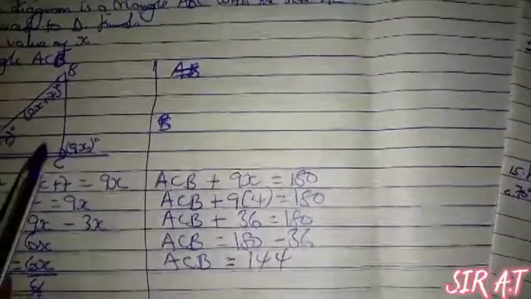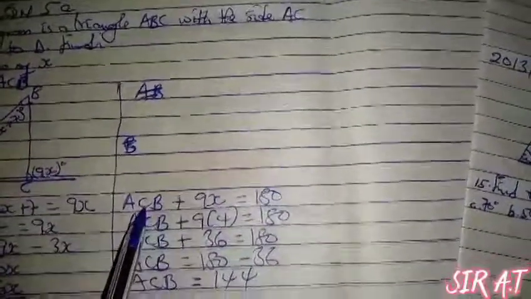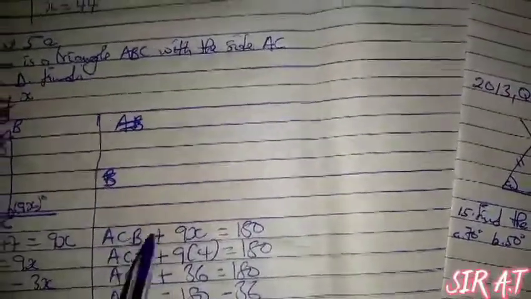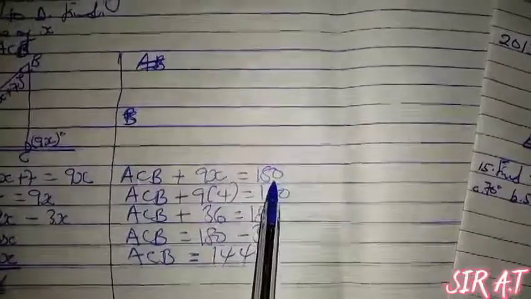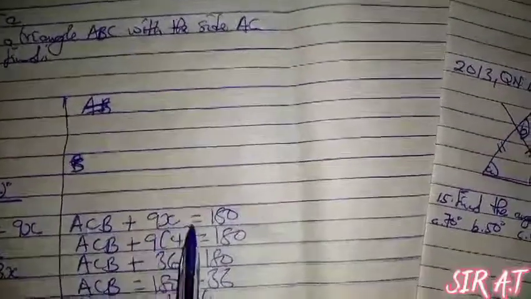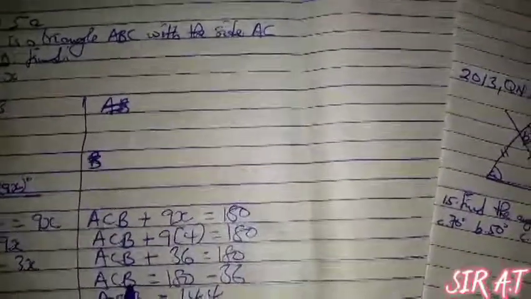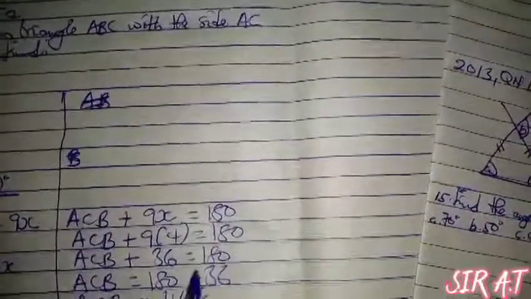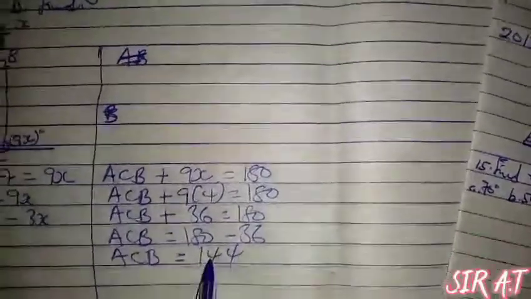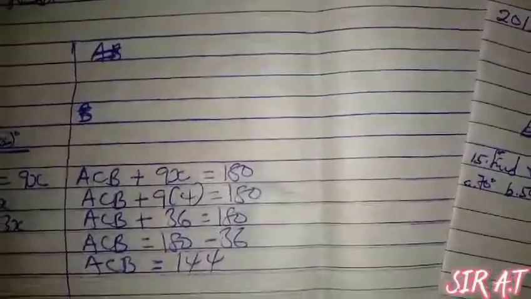So our ACB, you can put a letter there. Let's say X. Oh no, we have X already, so you can put A there. So A plus 9X equal to 180. A plus 9, X is 4, so you put your 4 here, you're getting 36. So ACB, or the letter A, is equal to 180 minus 36. Subtract 36 from 180, you're getting 144. So we used angle on a straight line to find this angle ACB.